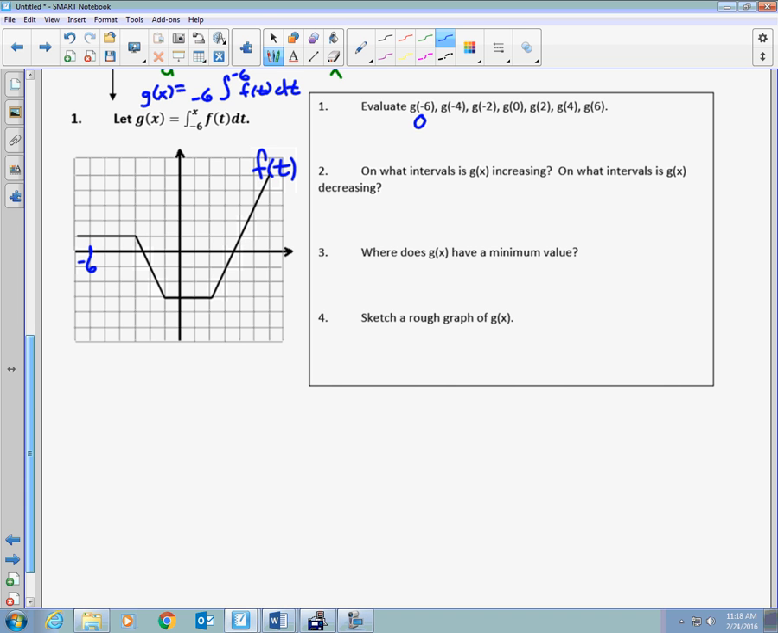Let's do negative 4. I moved to negative 4. What's the area there? 2. We picked up 2 units. Is anybody surprised by that? Nope.